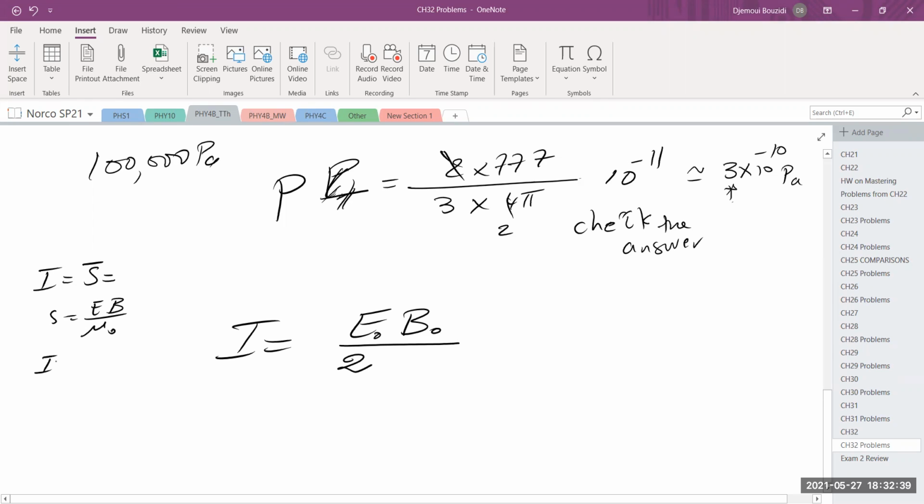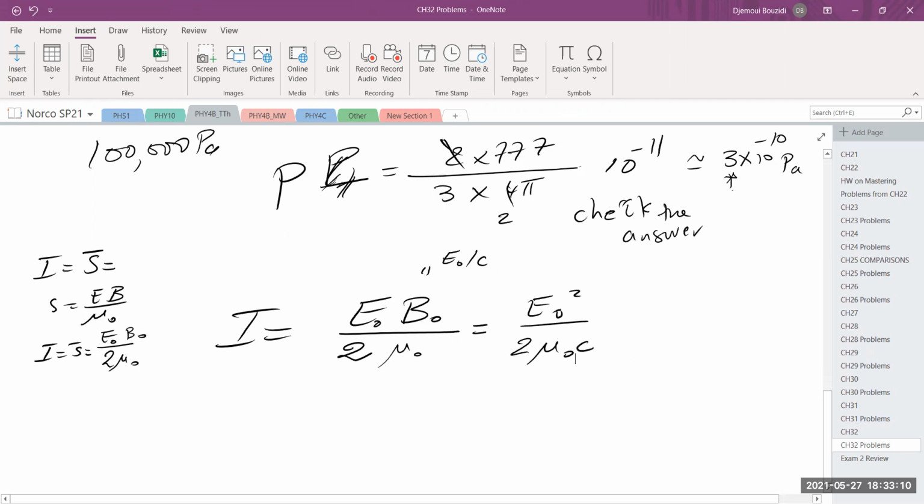But when I take the average, which is S bar, I'm going to pick up a half in here because that's a cosine squared. So it's going to be E naught B naught over 2 mu naught. There is a 2 from the average and mu naught in here. I can find the electric field by substituting the magnetic field being electric field divided by C. So this expression then becomes E naught squared divided by 2 mu naught C.